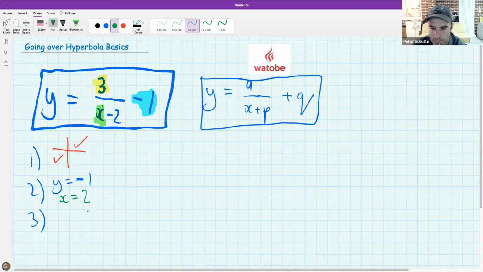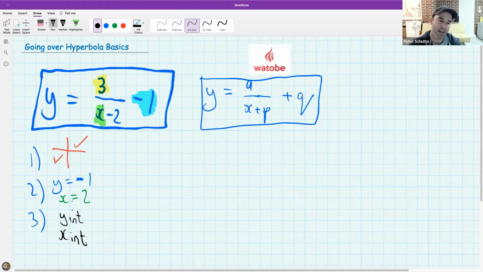Go for it. Oh, the third one. So what would the last two things be that you have to find if you wanted to draw the hyperbola? The last two things would be... would it be the intercepts? Yes, exactly. Well done.